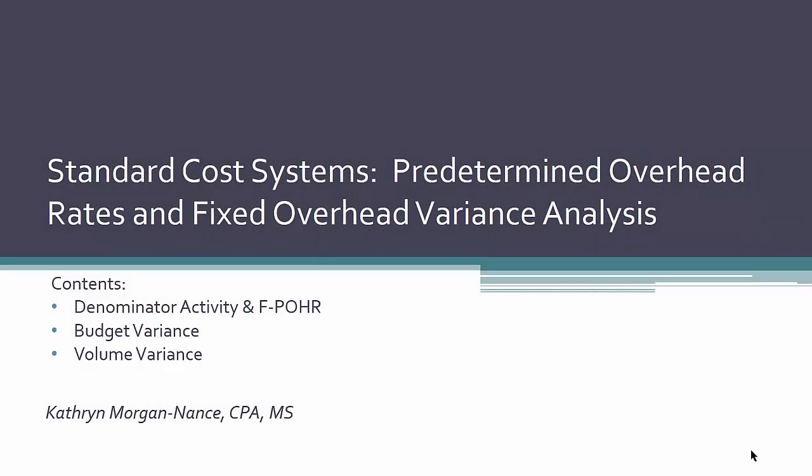In this video, I'll show you how standard cost systems account for fixed manufacturing overheads. We will define the denominator activity, then consider how fixed manufacturing overhead is applied to actual production using standard costing methods. We will also look at the two fixed overhead variances, the budget variance and the volume variance.